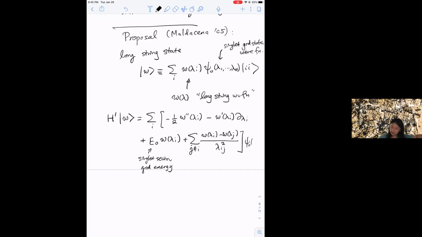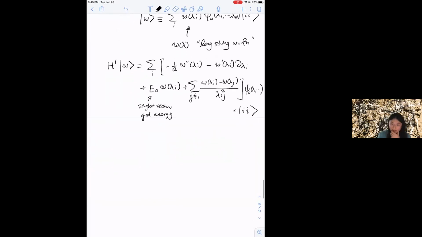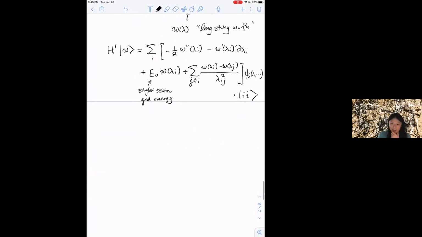Psi naught of these lambdas multiplying the state vector I in the representation space. Okay. Well, this looks like a mess actually, but we haven't taken any limit. So now let's take the semi-classical, or equivalently the weak coupling limit.